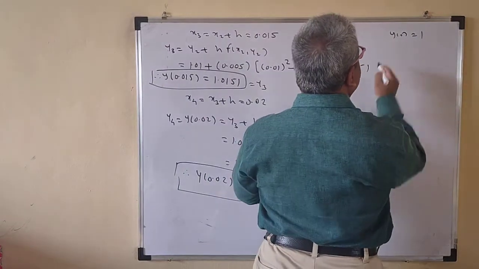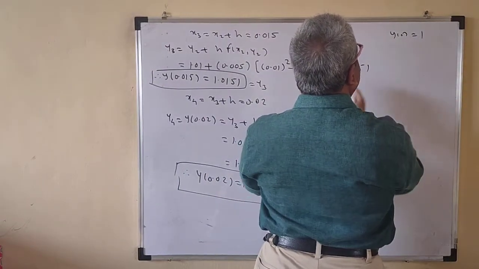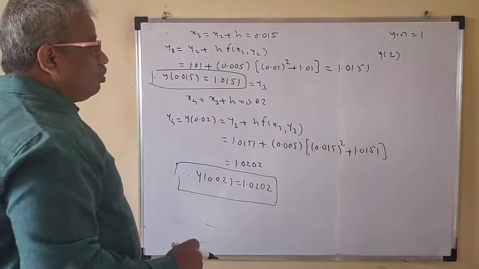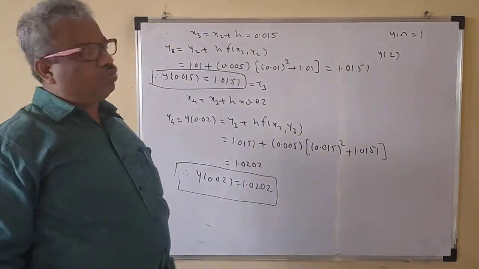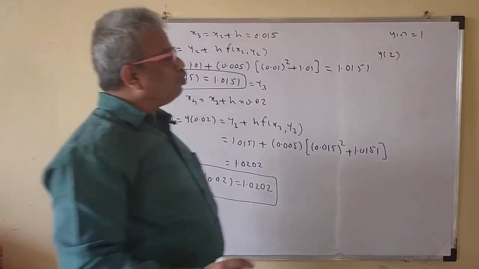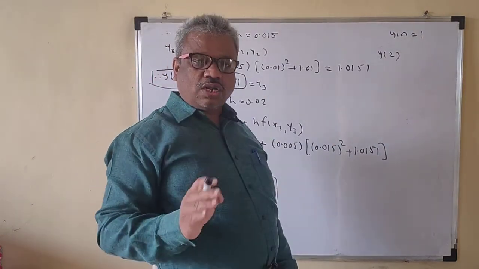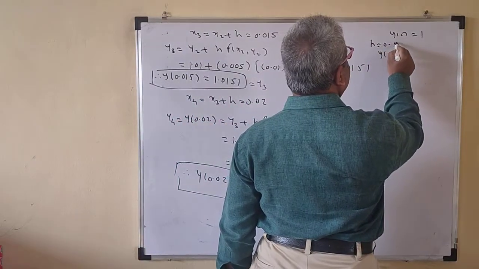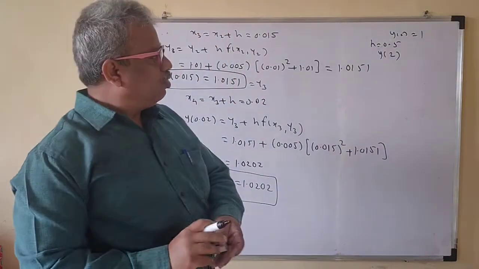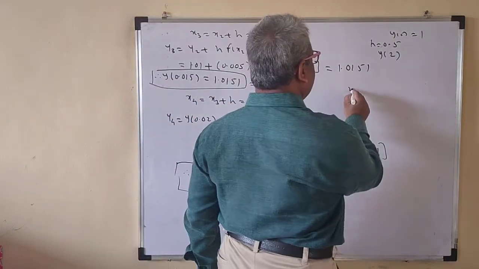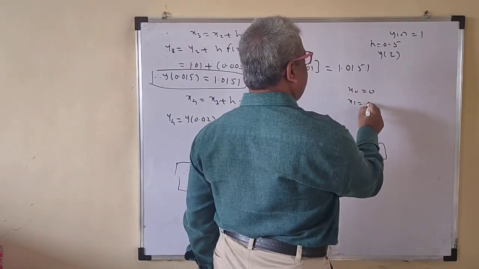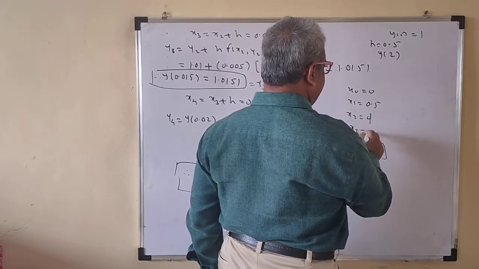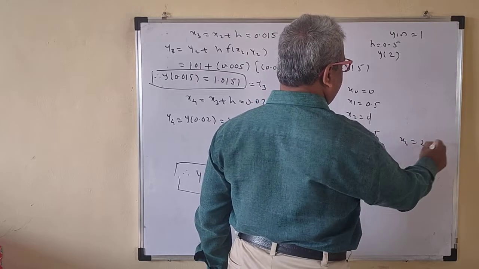Okay, h is not given to you. Find y of 2 now. So now don't directly find y of 2 now. Don't take h is equal to 2 now. You have to choose h so that at least 2 or 3 iterations you should do. So for this one, you will take h as 0.5. So your x0 is 0, your x1 will be 0.5, your x2 will be 1, then your x3 will be 1.5, and your x4 will be 2 now.